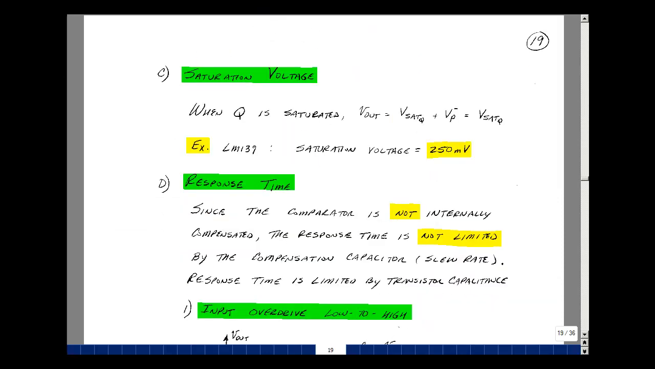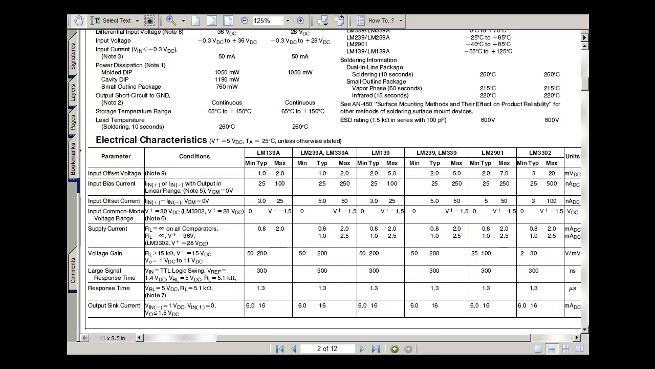Before we go on to the next parameter, let's take a look at that data sheet for the last two that we just did. So this is page 2 of the LM139 data sheet. And here's the LM139. There's some other variations based on temperature performance, but let's just take a look at this column right here. So here is the voltage gain, and it's 200 volts per millivolt. And here's the output current sink, and it's 16 milliamps. Those are the numbers we used on the previous page. Let's go back to the notes here.